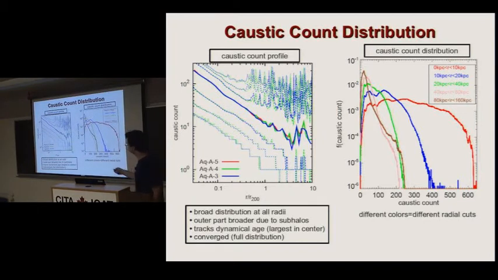This plot shows essentially the same information just in different ways. These are histograms of caustic counts where the different colors correspond to different radial cuts that we make in the halo shells. The red is the innermost particles. You can see this pretty broad contribution to also pretty large caustic counts, which is again because the center is probing these higher caustic counts, whereas if you go into the outer part, between 80 and 260 kiloparsec, you get this brown distribution, which is peaked more towards small caustic counts, which all makes sense.